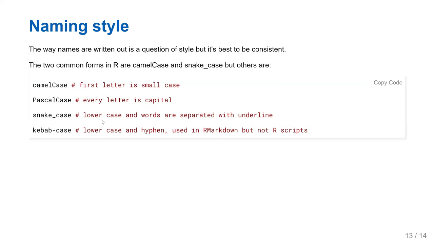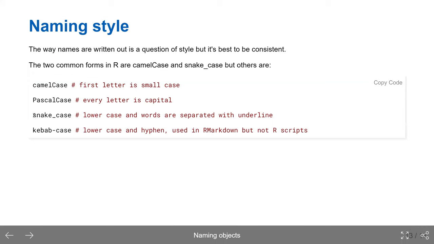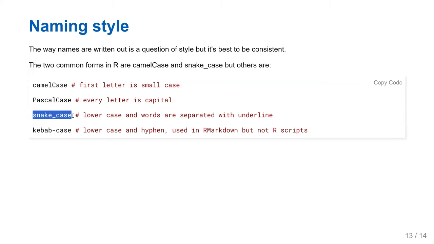And just as a reminder of the naming style, in R we tend to favor snake case. It's called snake case, I think, because the underscore looks like a snake on the ground. But there are other cases as well.